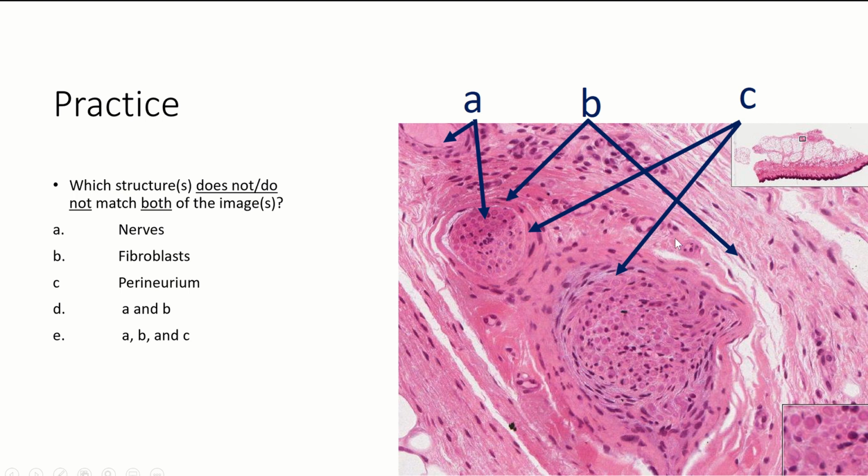B, it's saying these should both be fibroblasts, and yes, these are both fibroblasts, because this is connective tissue out here, and so these flat cells out here are probably fibroblasts. C is saying perineurium, and so remember we said perineurium is going to be that connective tissue that surrounds nerve bundles, right? And so here you can see, yes, this is the connective tissue, the fibroblasts that are surrounding the bundles. Remember, epineurium would be around the whole thing. So that does match both of them. So the only one that didn't was A.